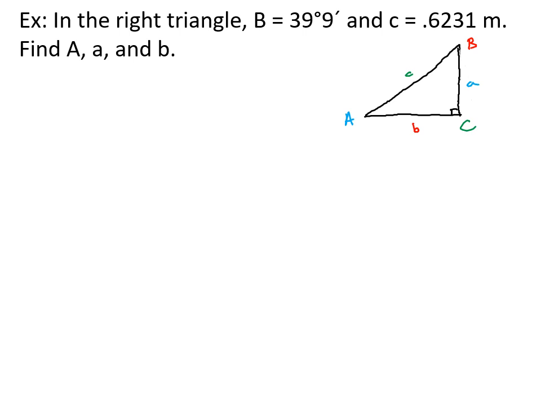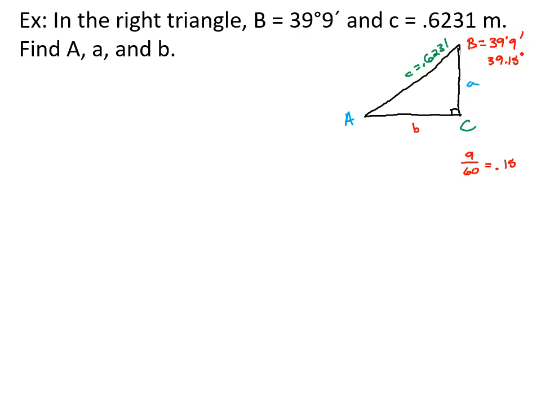So we're given the hypotenuse is 0.6231. We're given angle B to be 39 degrees and 9 minutes. Remember, you can switch that to be decimals if you'd like. If you take the 9 and divide by 60, you'll get a decimal number of 0.15. So you can make this be 39.15 degrees.